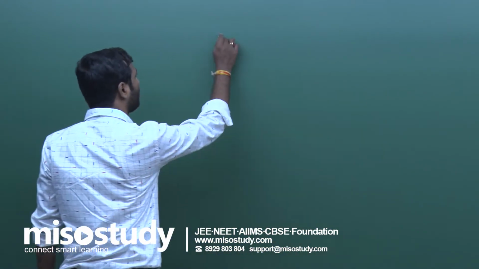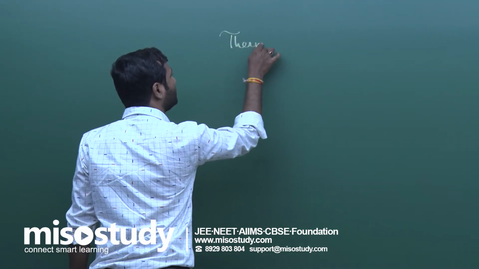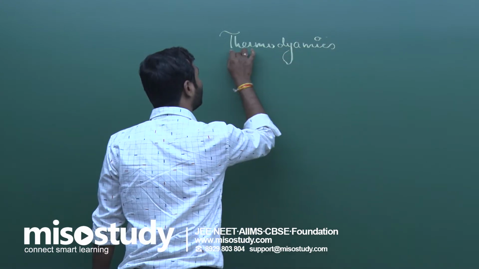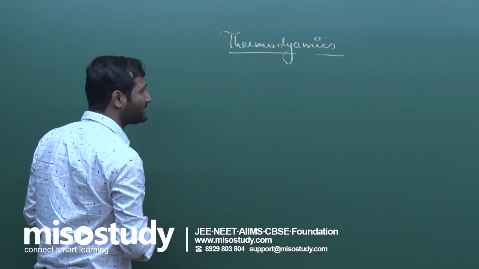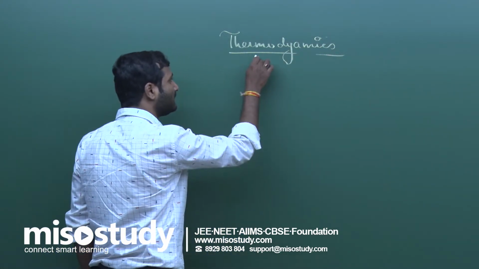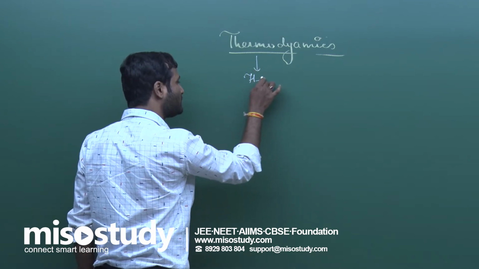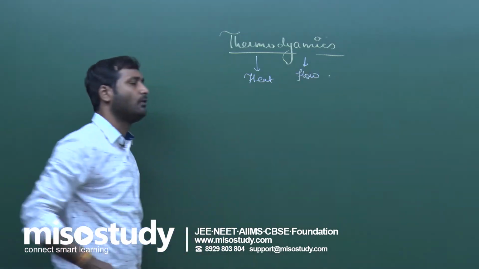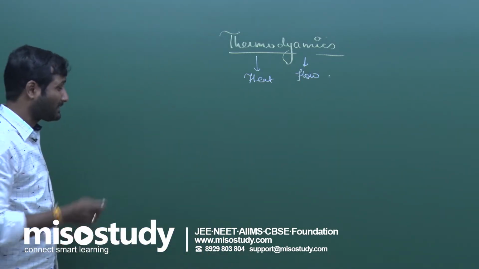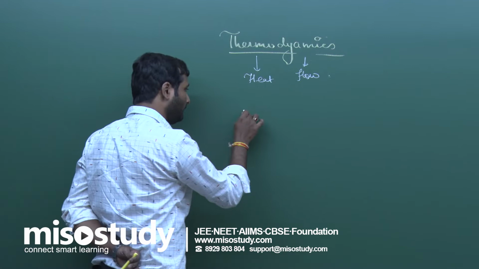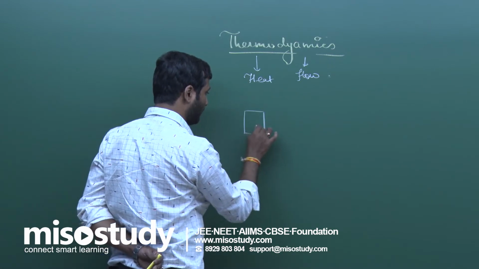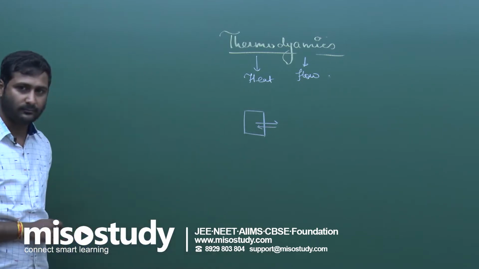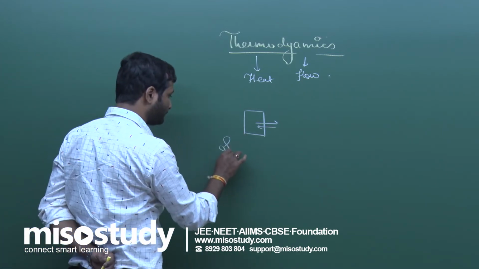The topic here is thermodynamics. What is thermodynamics? The branch of chemistry which deals with thermo, that is heat. Dynamics means the flow of heat. Clear to you? Flow of heat is known as thermodynamics. Now, heat flows from system to surrounding and from surrounding to system. Clear? Yes. System.